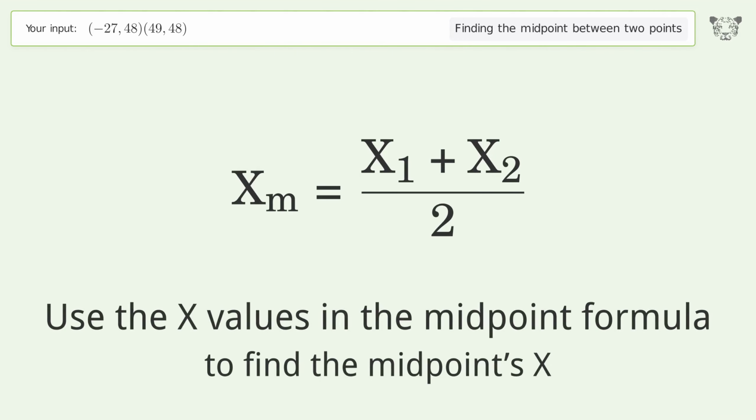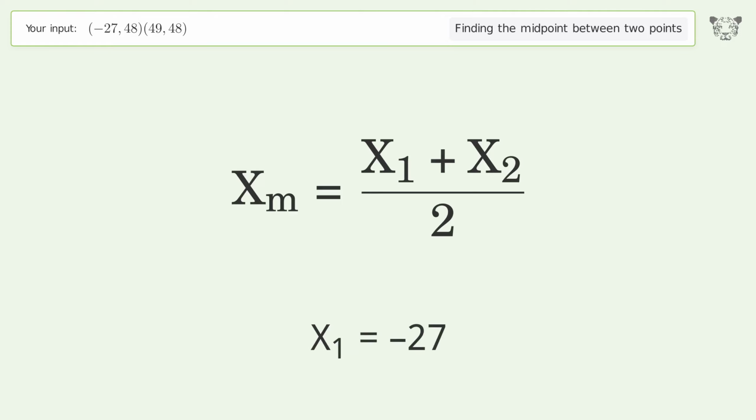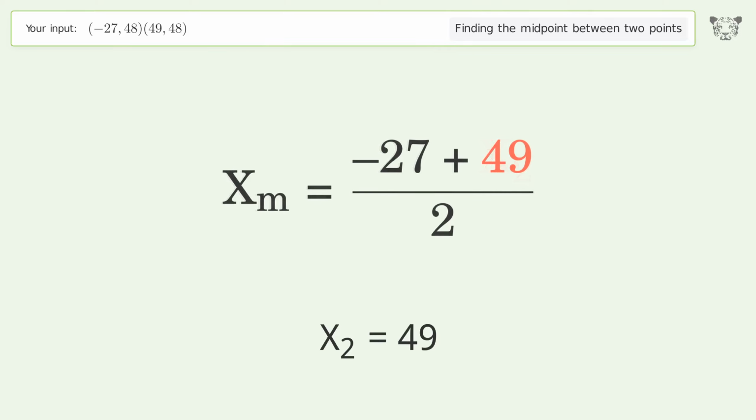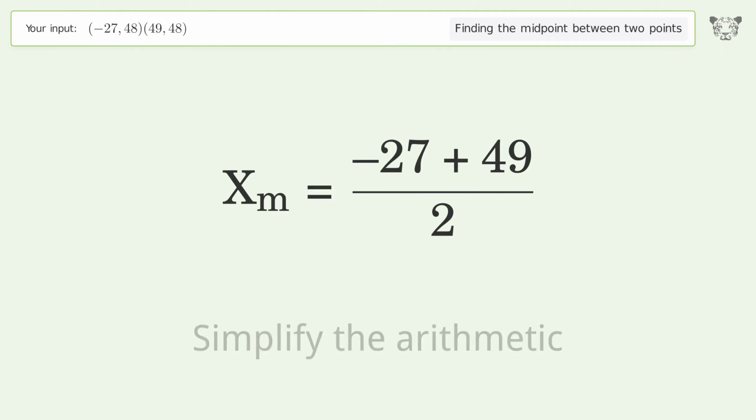Use the x values in the midpoint formula to find the midpoint's x. x1 equals -27. x2 equals 49. Simplify the arithmetic.